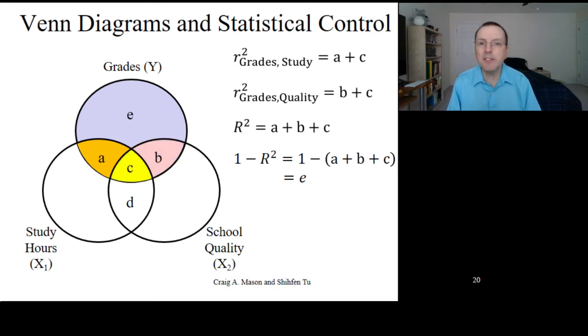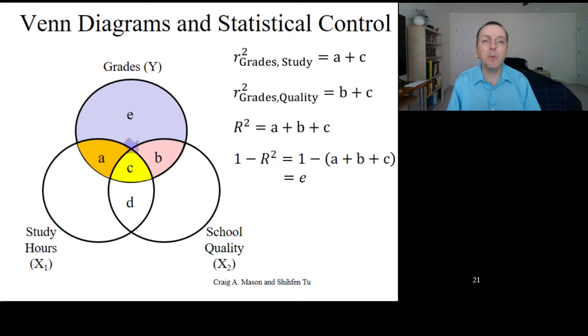Similarly, the variance in grades that's only shared with school quality is equal to B. That's because B doesn't overlap with study hours at all. It's the effect of school quality on grades, removing or controlling for study hours. B is also then uncorrelated with study hours, right? It's that part of the variability in grades that's solely and uniquely related just to school quality.